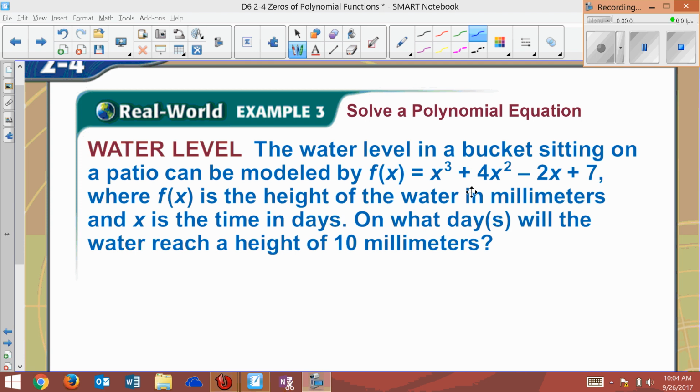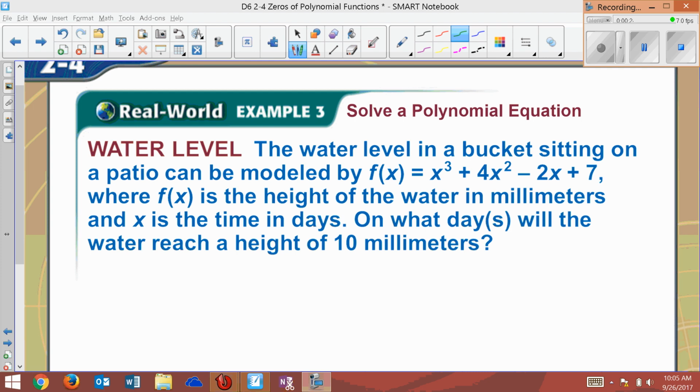All right, now we're going to take a break from zeros just for a split second and talk about how we solve a polynomial equation. It says here, the water level of a bucket sitting on a patio can be modeled by this equation. F is the height, and x is the days. It says, on what day or days will the water height reach 10 millimeters?